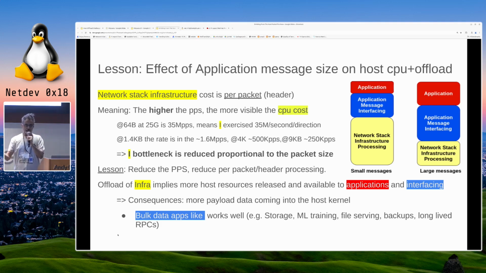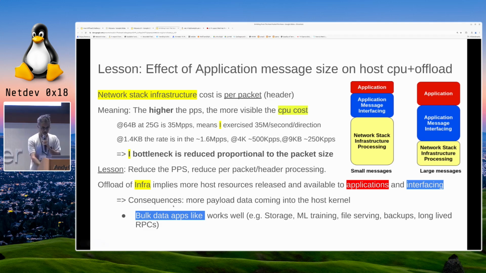You increase your MTU, that's a technique. You go down from 35 million to 1.6 million. You go to 4K, it's 500,000. You go to 9K, it's 250K at 25 gig. Multiply that by 4 for achieving 100 gig, and the per-packet overhead is not as huge because your packets per second is low. Okay? So the lesson learned from that is to reduce the packets per second.